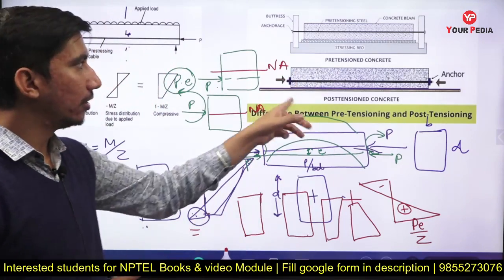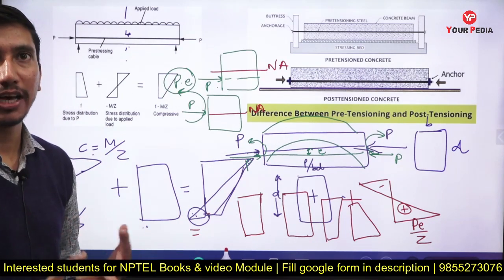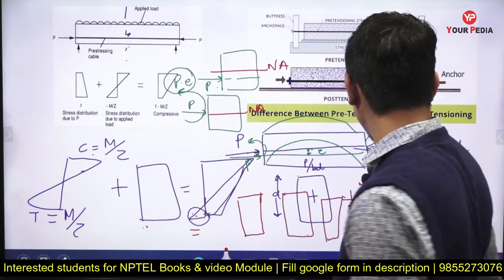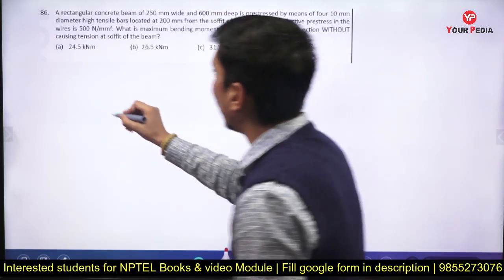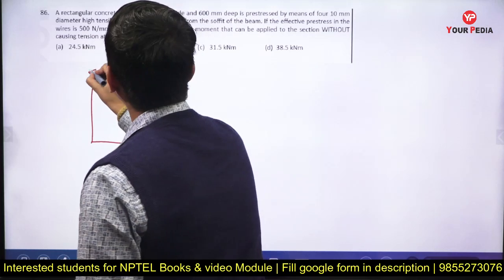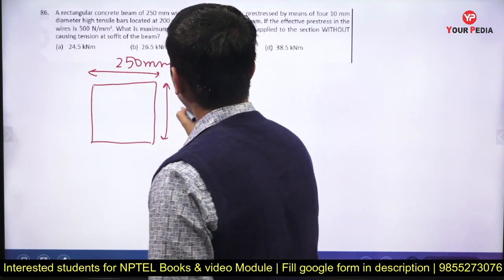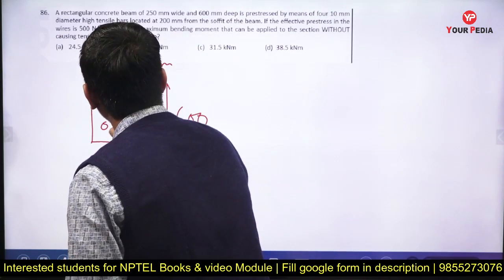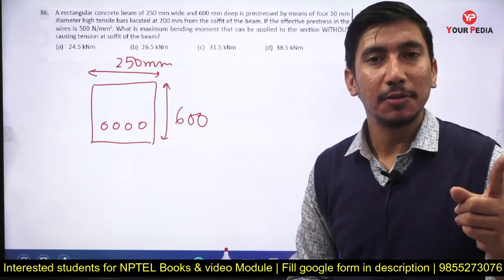So these are both the methods that I have explained, and this is the concept that we have, which I have also explained. Now coming on to the question, because we have to solve the question first. So coming on to the question, let me first draw it. So what we have is basically a beam whose dimension is 250 mm, and this is 600, and okay, 4 numbers of high tensile bars. We always use high tensile bars for this.